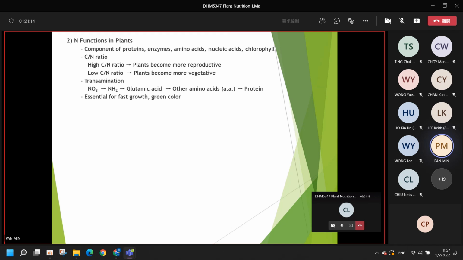And transamination, which means converting nitrite into amino acid, and then converting it into glutamic acid that is used to convert to other amino acids, and used as protein in the plants, is essential for fast growth and makes the plant have a green color.